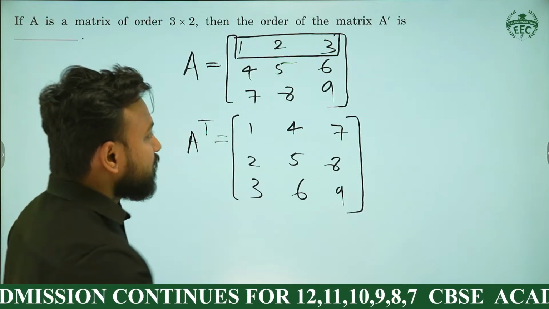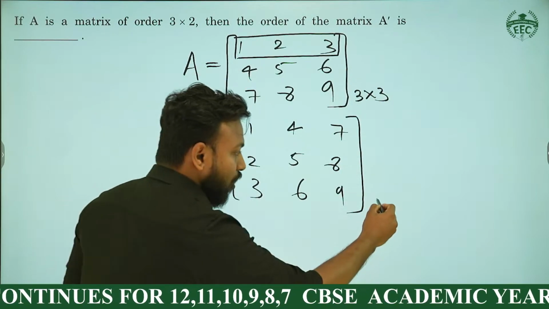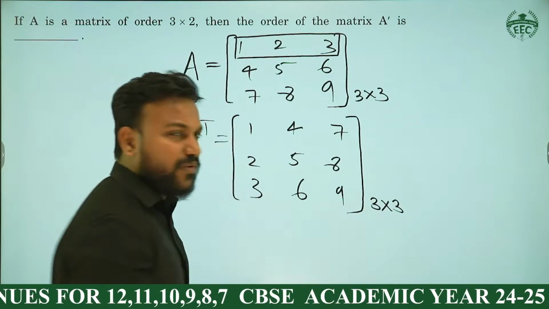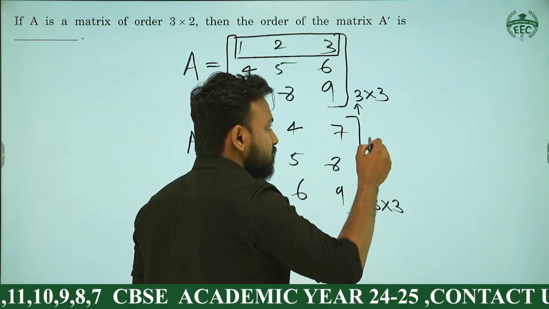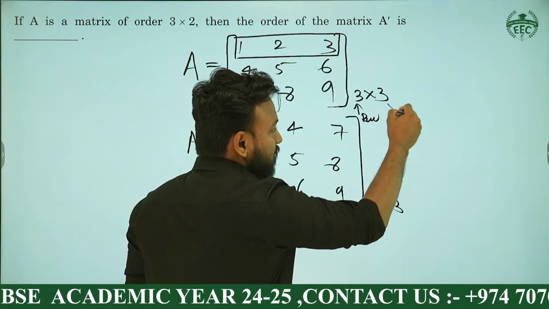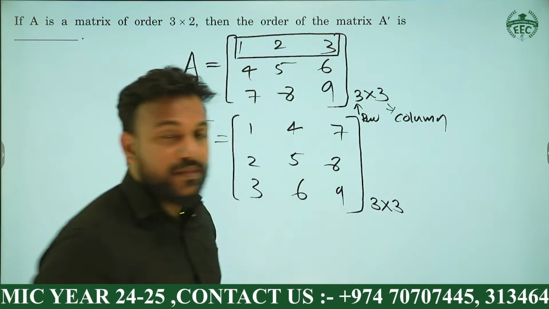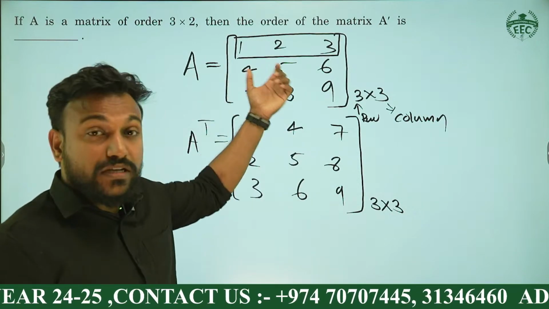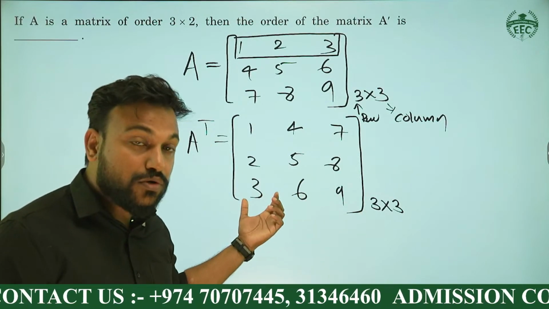So here the order is 3 by 3. Here also the order is 3 by 3. What do we mean by an order? The first one represents the rows and the second one represents the columns. Here the rows and columns are equal, therefore the rows and columns of this transpose are also equal.